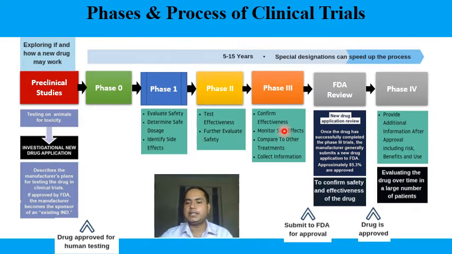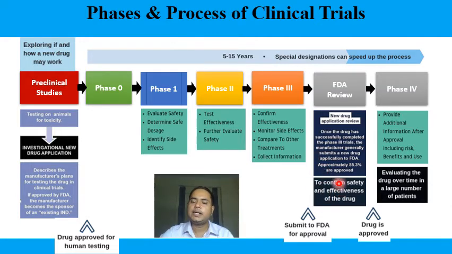So in the FDA review process, we can file the new drug application, and the new drug application is reviewed by the competent authority. In the USA it is the FDA. Once the drug has successfully completed the phase 3 trials, the manufacturer generally submits a new drug application to the FDA. Approximately 85.3% are approved.